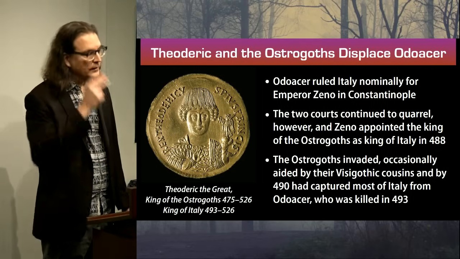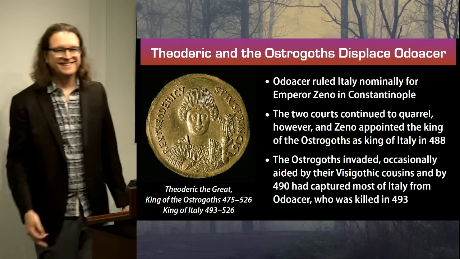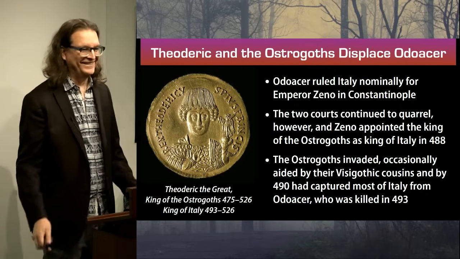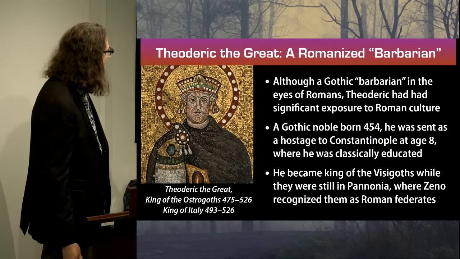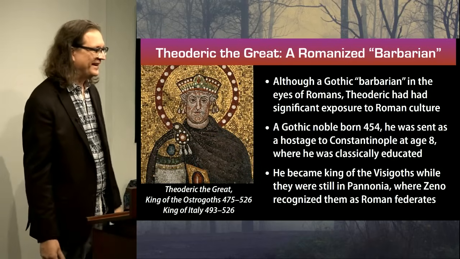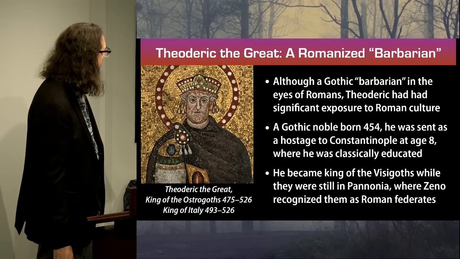Theodoric invites him to kind of a banquet of reconciliation. You should never go to these. So guess what happens. So that's the end of Odoacer, as he gets killed at the banquet. So who are these Ostrogoths? Who is Theodoric, who's now in charge of Italy, who's now king of Italy?